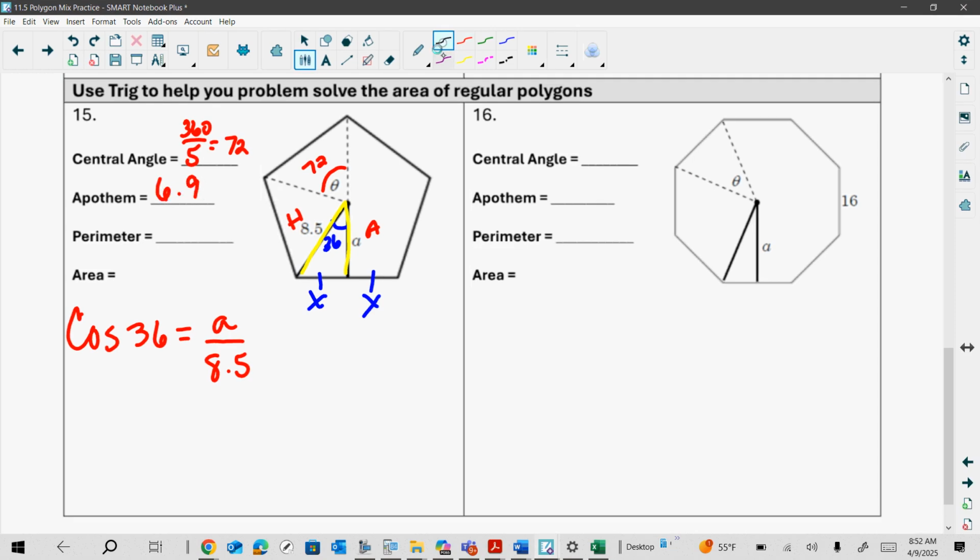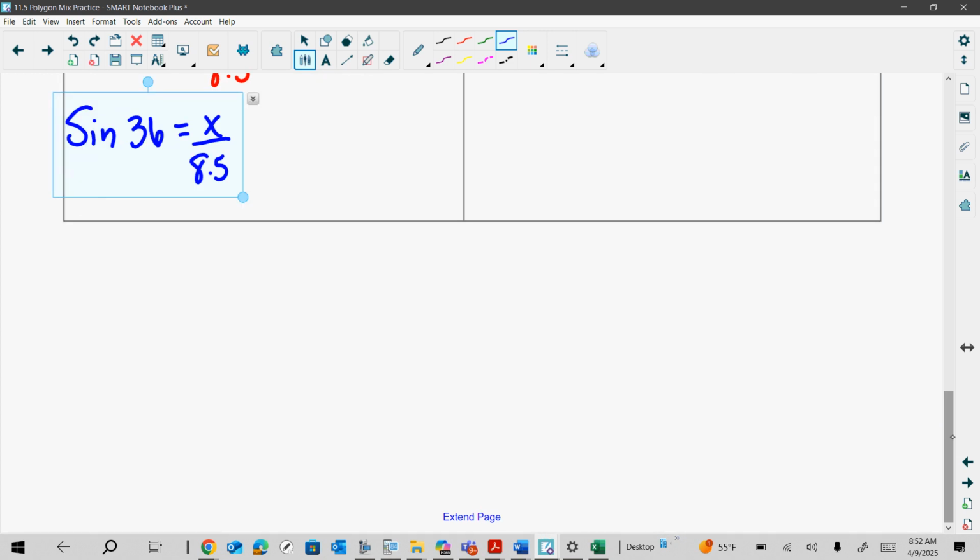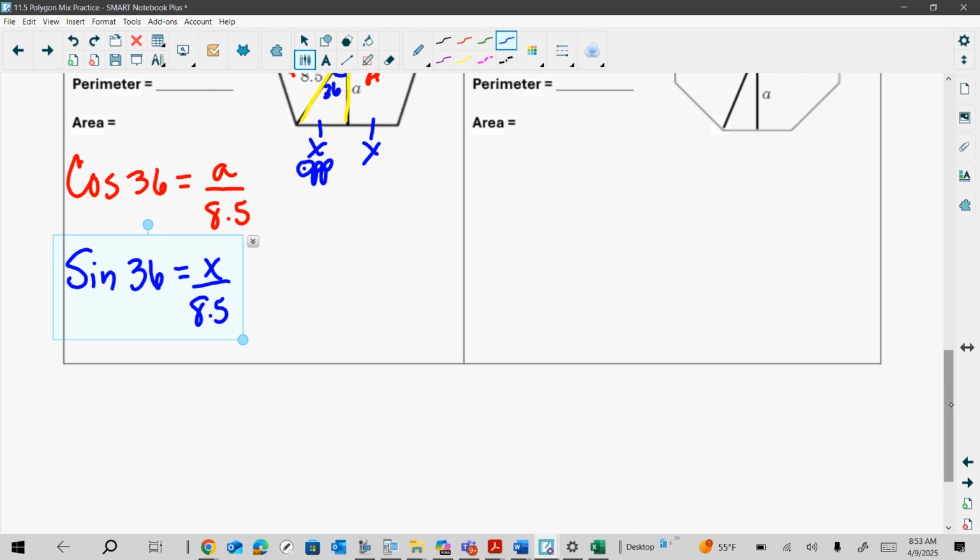Okay, we're going to also need to find the x. So I can either do trig again, because this part would be the opposite side. So I could say sine of 36 equals x over 8.5. Or I can do the Pythagorean theorem. It's up to you, okay? But you're going to do 2 calculations per problem. Okay? And then now that you have x, you can double it to get to your side. And then now you can get to your perimeter.